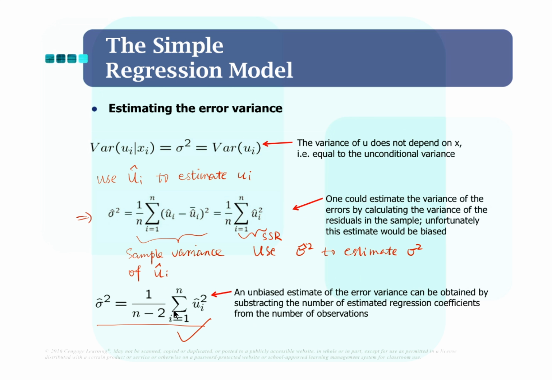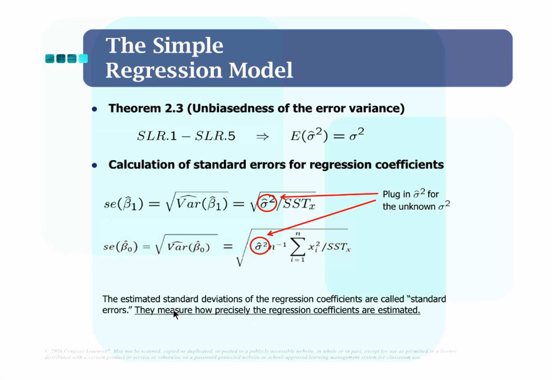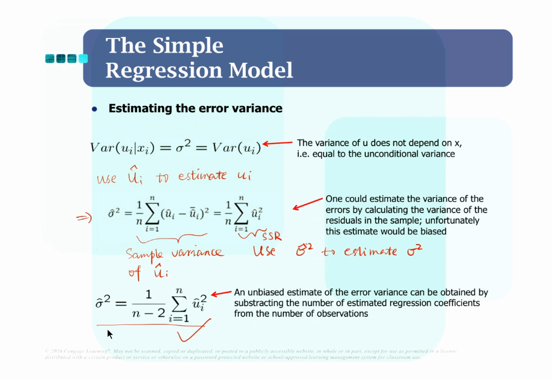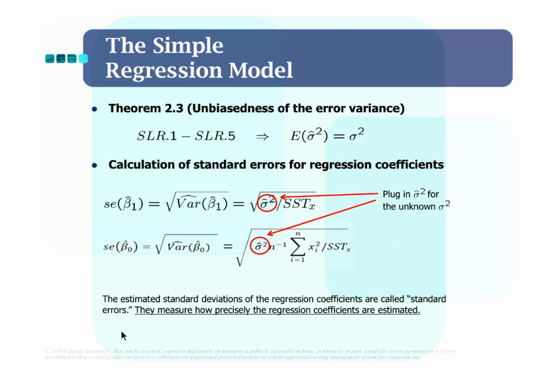Okay, but anyway, here's the result, the theorem. If we have SLR1 to SLR5, the five assumptions that we have mentioned, then the expected value of sigma hat squared equals sigma squared. So sigma hat squared is an unbiased estimator for sigma squared.